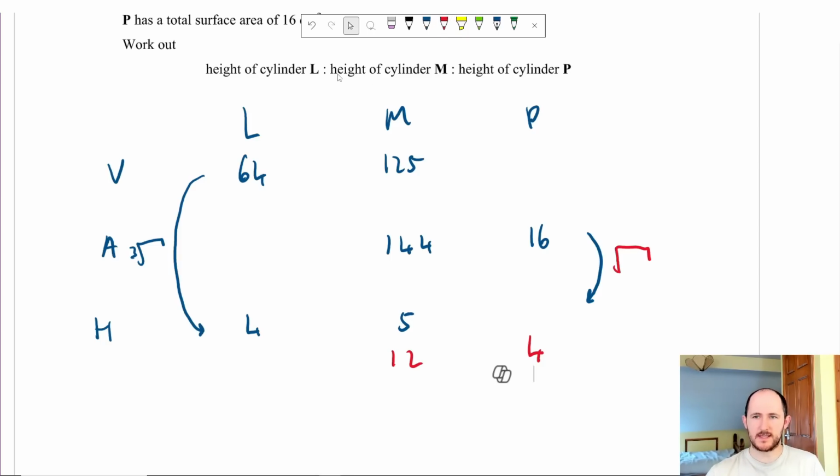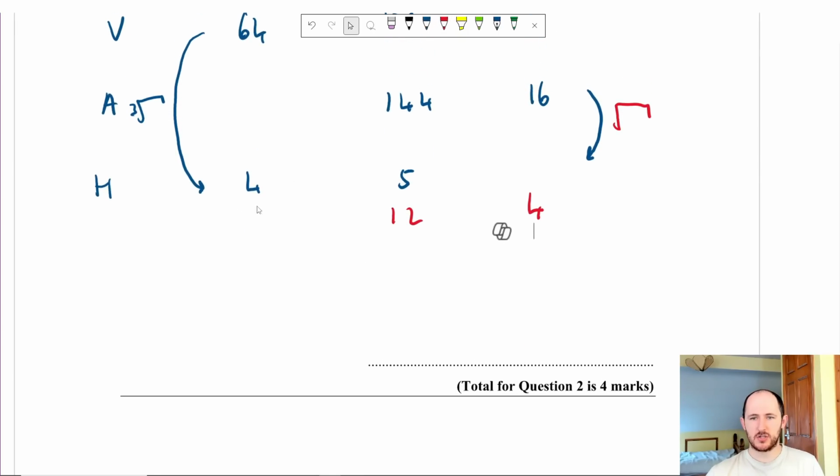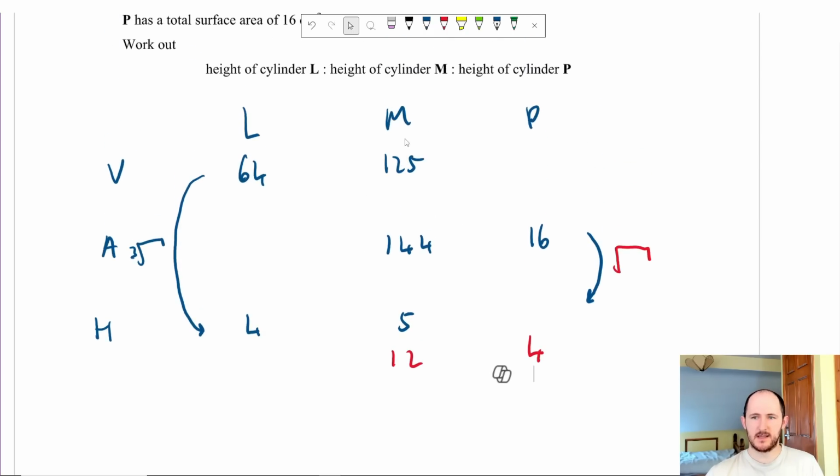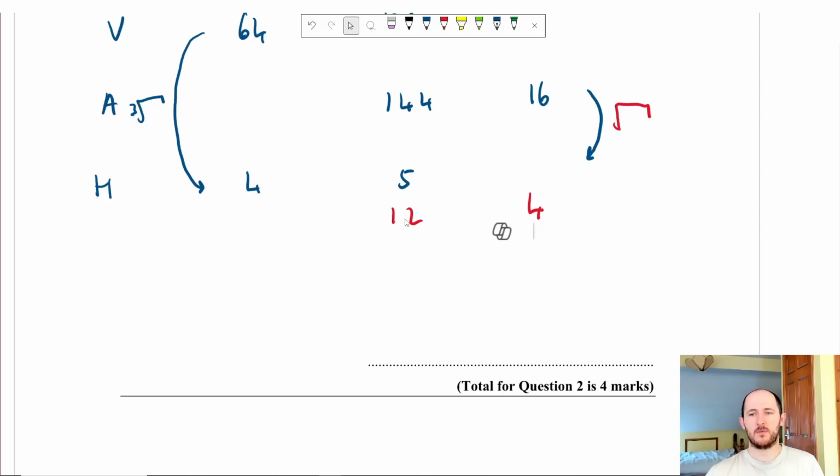Now, all we want to do in this question is combine this into one ratio. So what happens when you have two different ratios? Well, all you need to do is you need to make their common value the same. So in this case, we have M for both of them. We want to make them the same number, so I'm just going to times them by each other. So I'm going to times the first one by 12. That gives me 48 and 60. And I'm going to times this one by 5, which gives me 20.